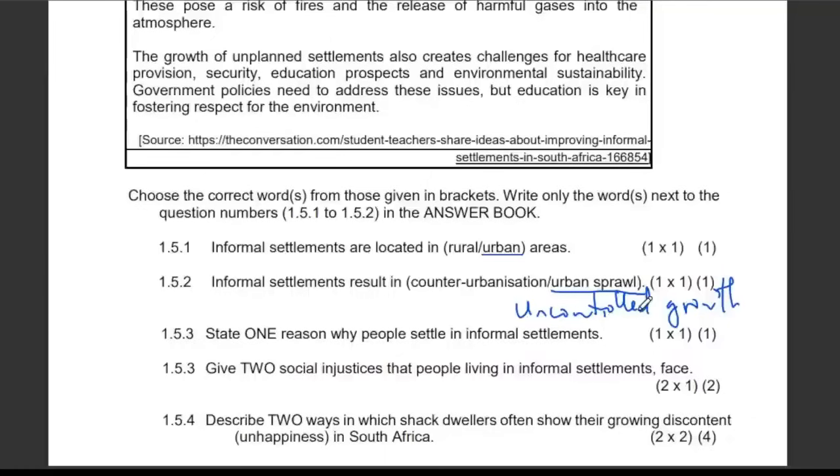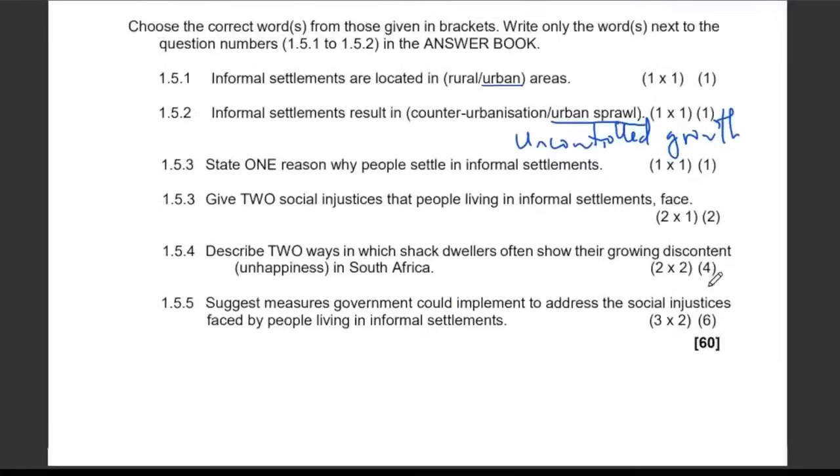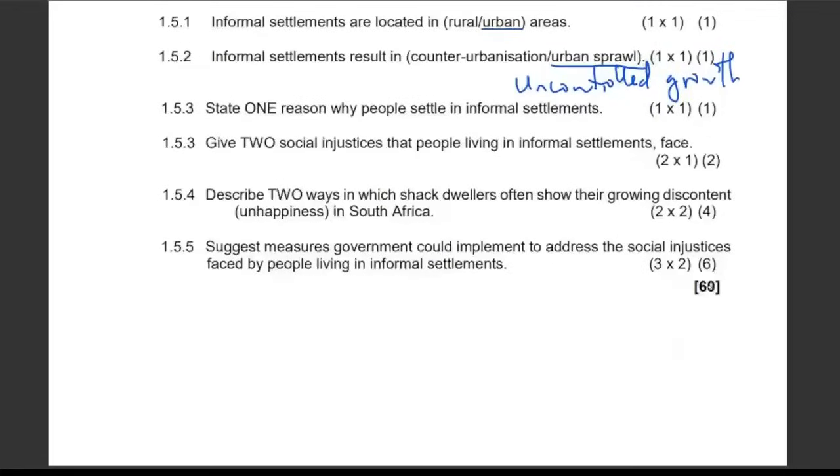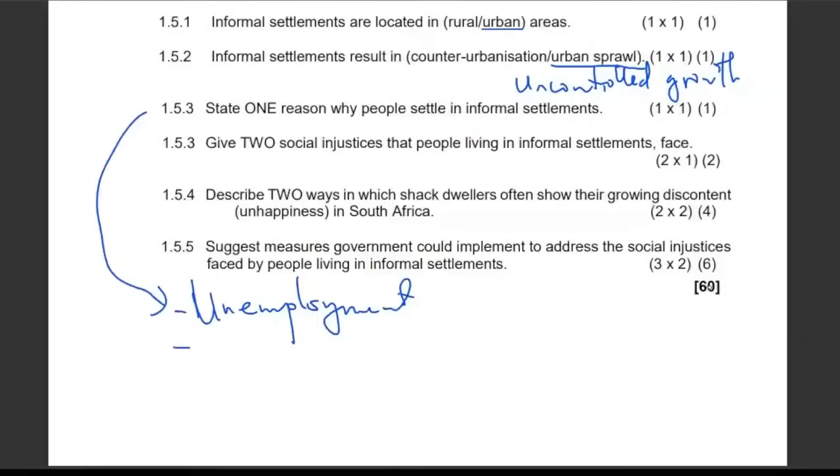Right. Moving on to the next question. State one reason why people settle in informal settlements. Why do people choose to settle in informal settlements? Right. There are a number of reasons which justify why people settle in informal settlements. Why do people stay in shanty towns? Right. We can talk of things like unemployment. And unemployment driving to poverty. And with poverty, we can talk of lack of skills.